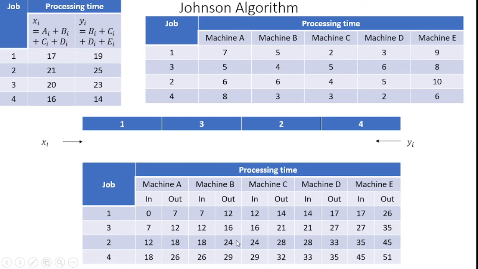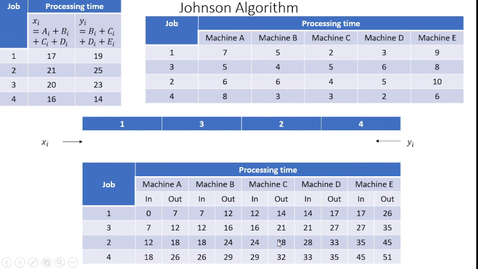After that, how much processing time does it consume? 6 hours. 18 plus 6, 24. Again I compare 24 and 21. 24 is the maximum, so the input value for machine C is 24 minutes. Then I add the processing time of machine C, which is 4, so 24 plus 4 is equal to 28.